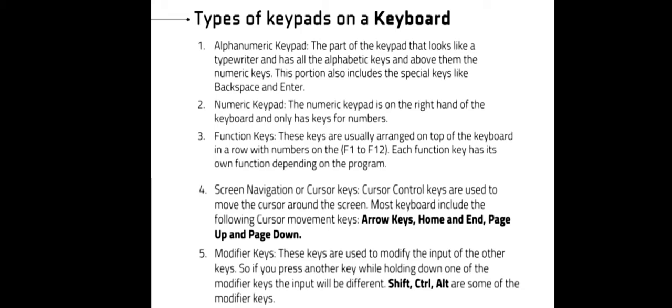Number 5 is modifier keys. These keys are used with some other key, like if we have to write a capital letter, we use the shift key held with some other key, like for B we use the B key with shift held.